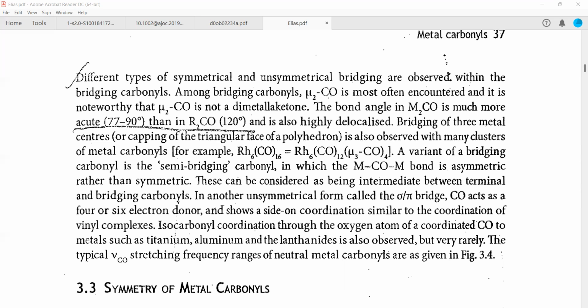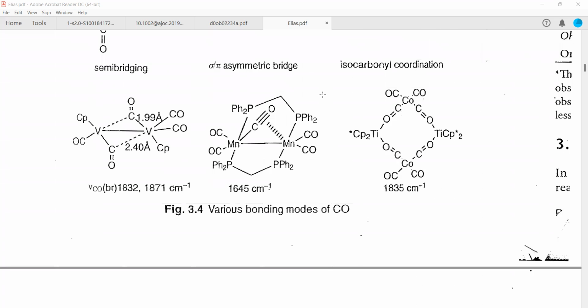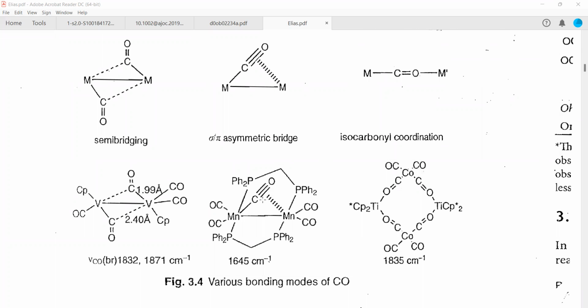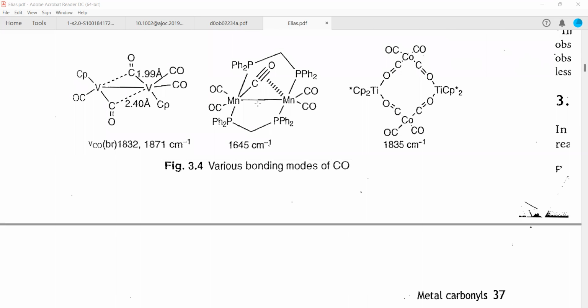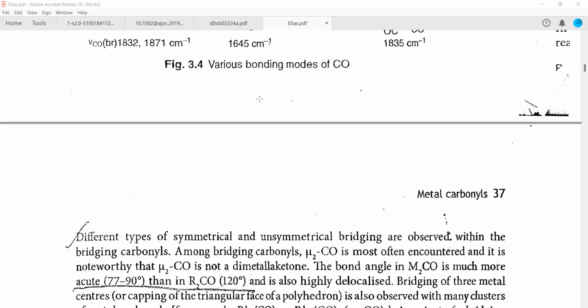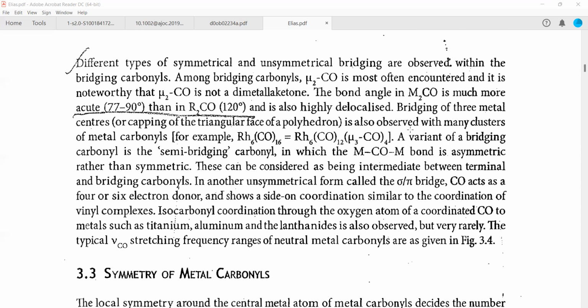In some unsymmetrical forms, called the sigma-pi bridge, carbonyl acts as a 4 or 6 electron donor, because here you can see this carbonyl is giving 2 electrons to this metal, and also this metal it is giving 2 or 4, right? So in total how many electrons can it give? 2, 4, 6, right? So carbonyl acts as a 4 or 6 electron donor and shows a side-on coordination similar to the coordination of vinyl ligands. Now, isocarbonyl coordination, through the oxygen atom of the coordinated carbonyl, to metals such as titanium, aluminum, and the lanthanides is also observed, but very, very rarely.